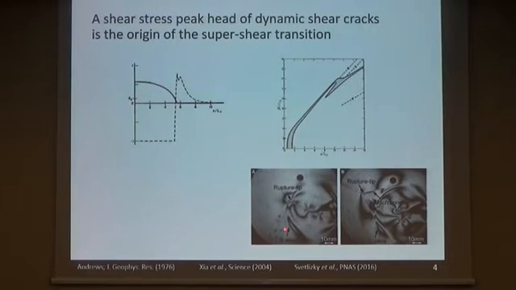You have the fields, the S wave, and at a later point suddenly you have the Mach cone here, and so you have supershear propagation. Now, just as a little aside, I won't go into details.